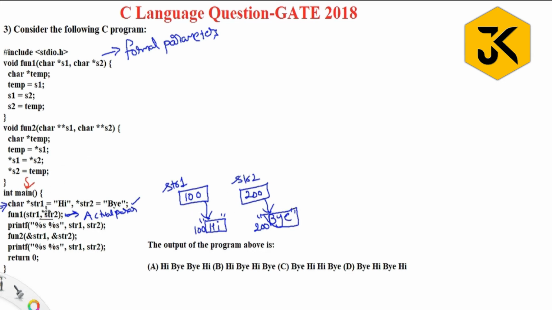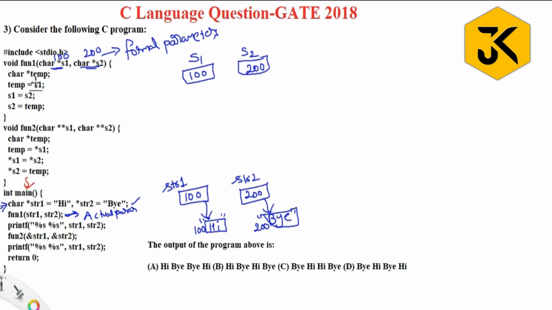Whenever we are passing addresses, it should have pointers, right? That is why they have declared pointers here. One is the s1 pointer, which will store the address of another memory, and s2 is also an address. Now s1 gets str1 and s2 gets str2. str1 contains 100, so it is going to pass 100, and here it is going to pass 200. So s1 contains 100, s2 contains 200.